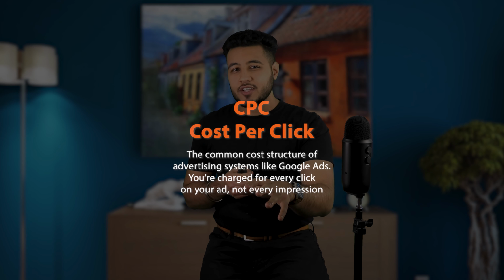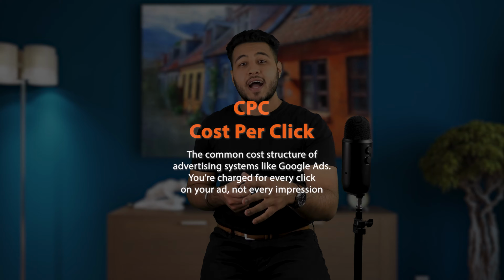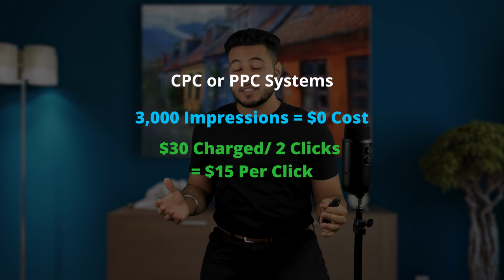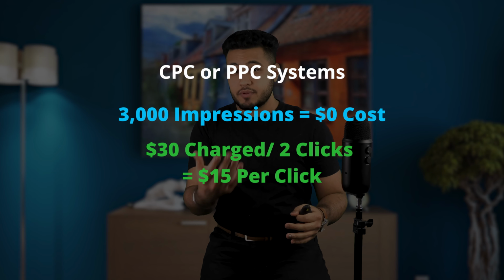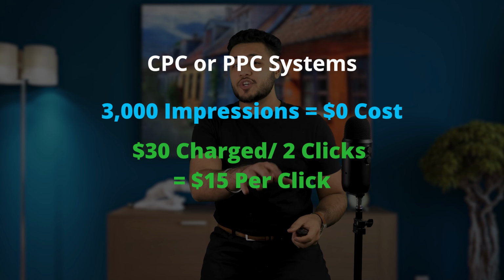It's just a common cost structure for advertising systems like Google Ads, where they're essentially saying, hey, we're not going to charge you for how many times you show your ad. We're only going to charge you when someone actually clicks on your ad. So you could have thousands of impressions, but say only 2 people end up clicking on your ad in a day, you're only going to get charged for those 2 clicks. Not all advertising systems use cost per click, so be careful about what you're signing up for.